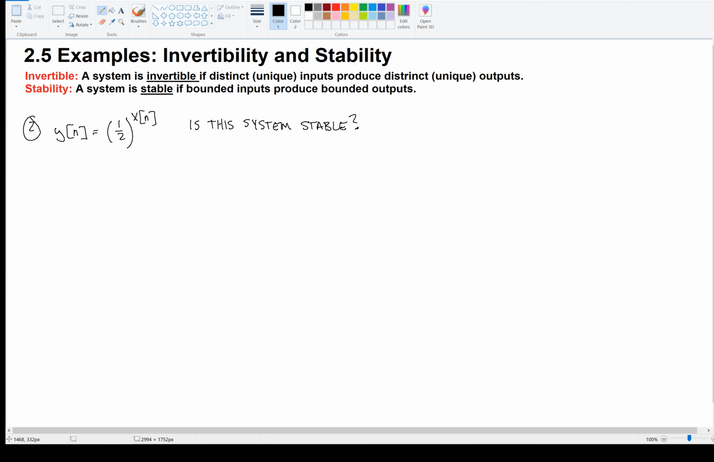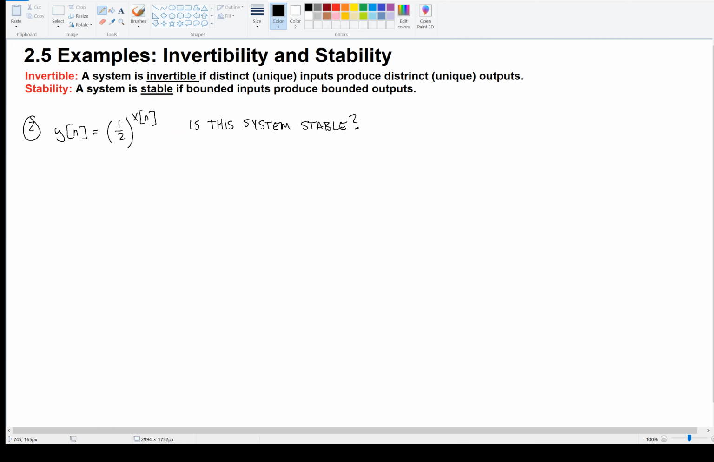Okay, now we want to start with a good guess. Just kind of think, what do we expect the answer to be, yes or no? And then we have to show it. So remember the concept here is that if the input is bounded, that is, if the input does not go to infinity or negative infinity, the output needs to stay finite as well. So if x is finite, is 1/2 to the x going to be finite, is the question.